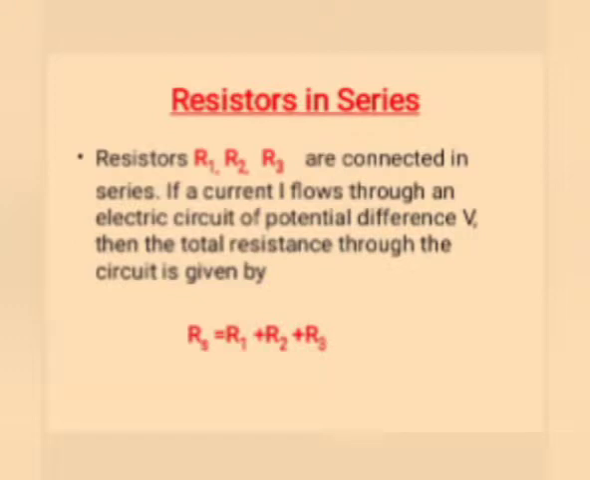Resistors R1, R2, R3 are connected in series. If a current I flows through an electric circuit of potential difference V, then the total resistance through the circuit is given by Rs is equal to R1 plus R2 plus R3. That is, when several resistors are connected in series, the resistance of the combination, that is Rs, the series connection, is equal to the sum of their individual resistances, that is R1 plus R2 plus R3.